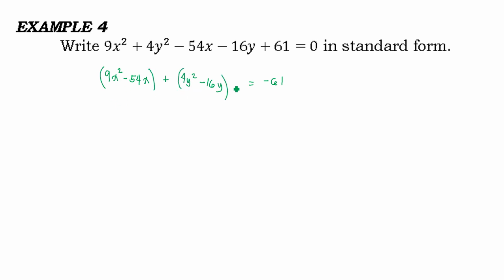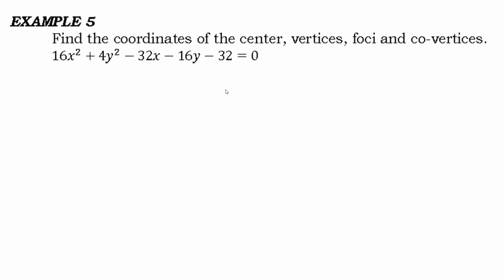So para nasagutan na natin siya, no? So let's move to another example. Let's say example number 5. Find the coordinates of the center, vertices, foci, and co-vertices of 16x squared plus 4y squared minus 32x minus 16y minus 32 equals 0. So again, it's better that we transform this equation into standard form para ma-identify natin si center, si vertices, si foci, si co-vertices.